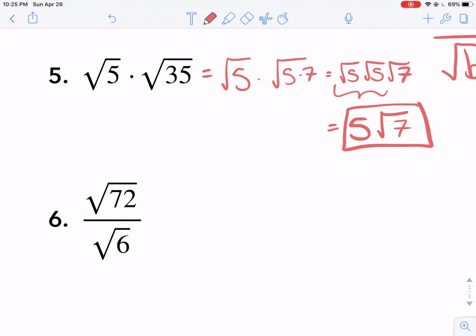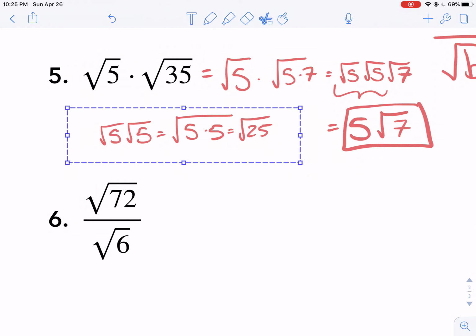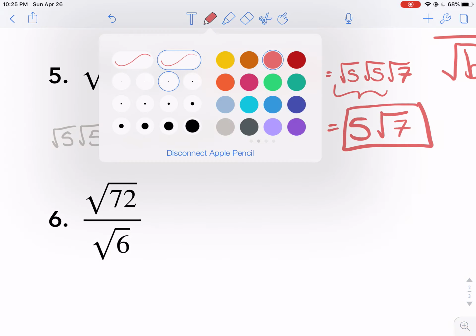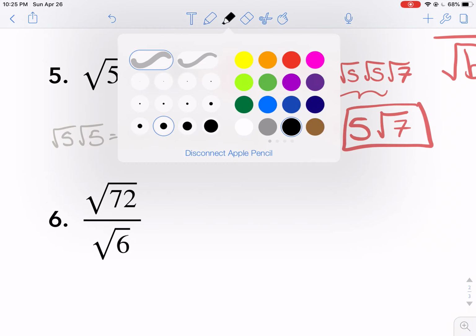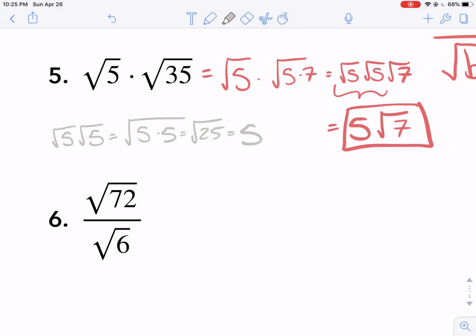If you're confused on how I got the square root of 5 times the square root of 5 is 5, well, let's do it this way. Square root of 5 times square root of 5, that's the same thing as square root of 5 times 5, and the square root of 5 times 5 is square root of 25. Guys, what's the square root of 25? It's 5. Yay! Equals 5. Super duper. So that's where we got the square root of 5 times 5 is 5.